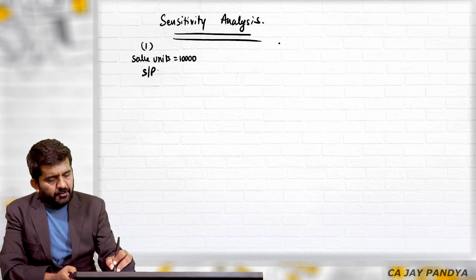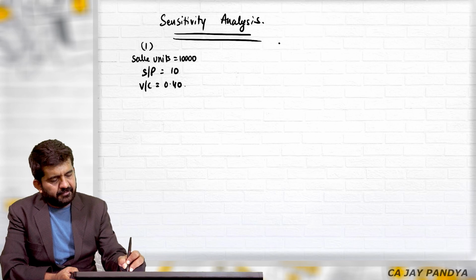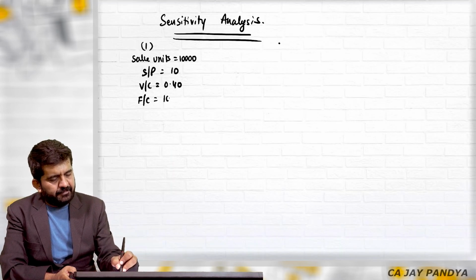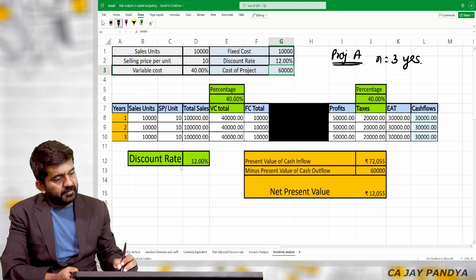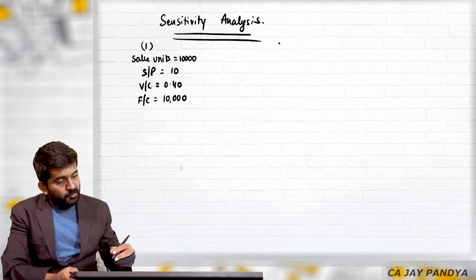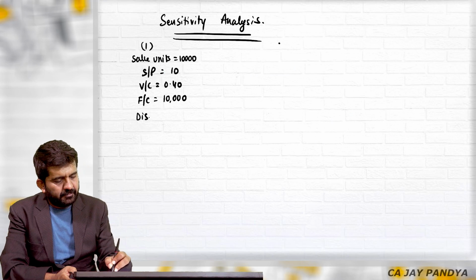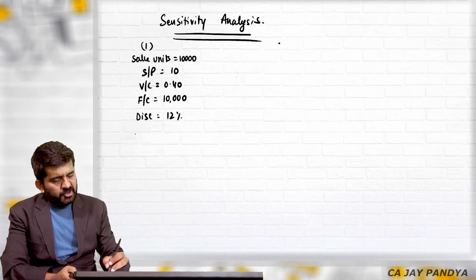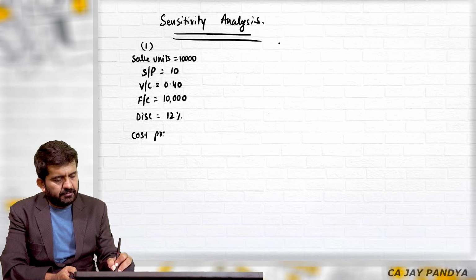Selling price per unit is 10. Variable cost is 40%. Fixed cost is 10,000 per annum. Discount rate is 12%. Cost of project is 60,000.